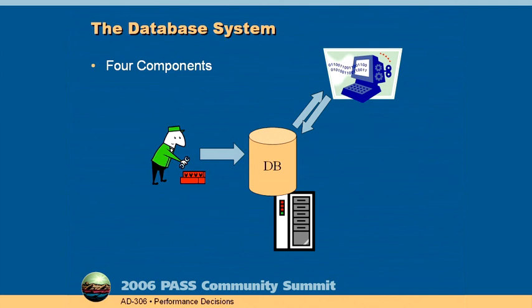And the fourth component is the data access code and the way that that's written and the way that the front-end client, whether that's a layer or an application or an ETL or a report, interfaces with the database. All four of these components need to be functioning well to have a good database system.